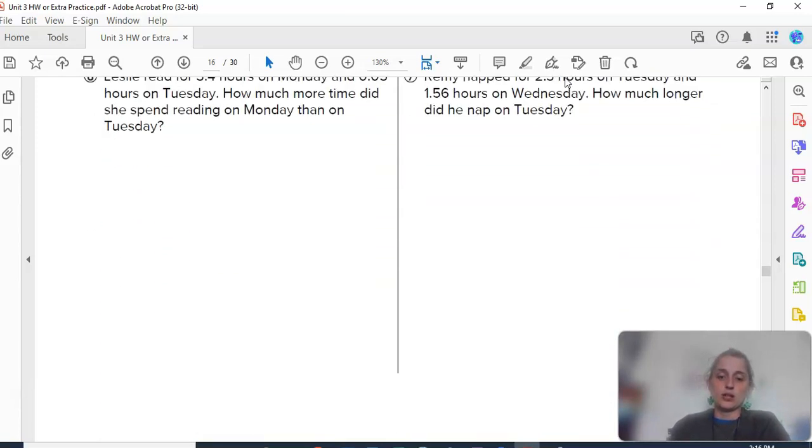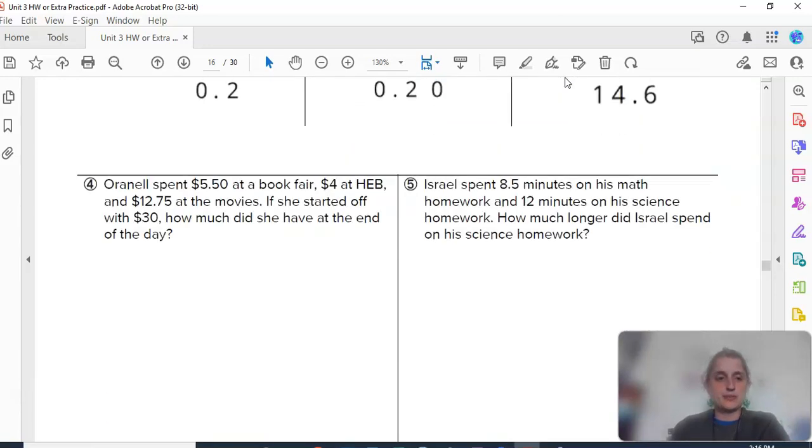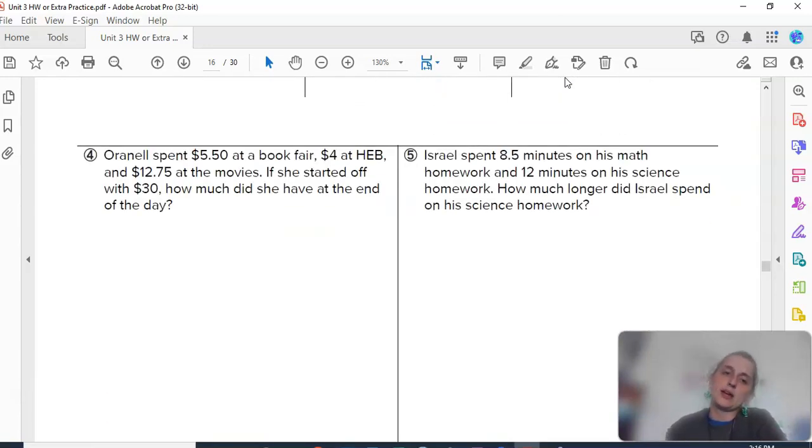And then we have 1, 2, 3, 4 word problems. Ornell spent $5.50 at the book fair, $4 at H-E-B, and $12.75 at the movies. If she started off with $30, how much did she have at the end of the day? So this is kind of like 2 parts. We're going to figure out how much she spends. That's the first step. And then you're going to see how much she has left.